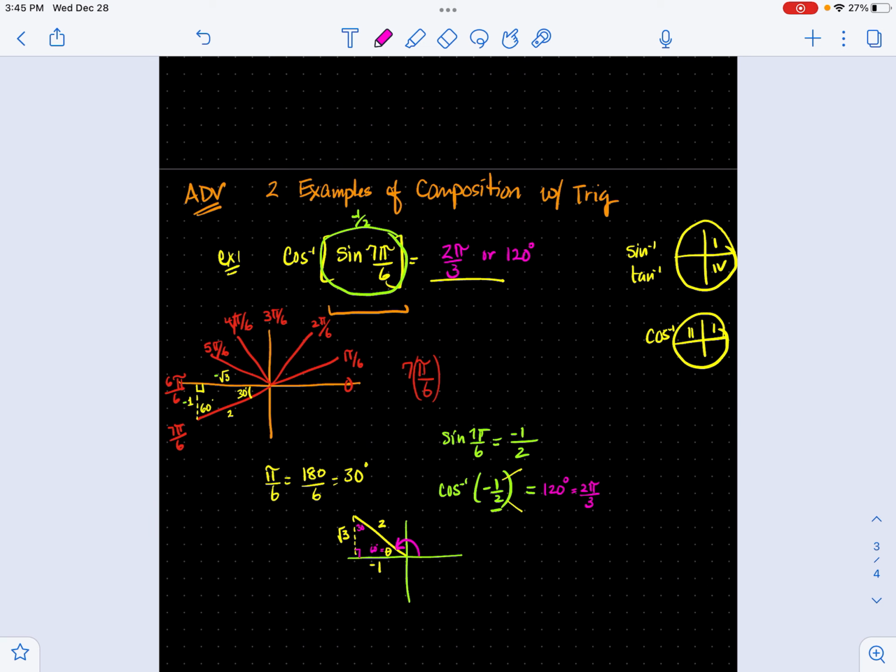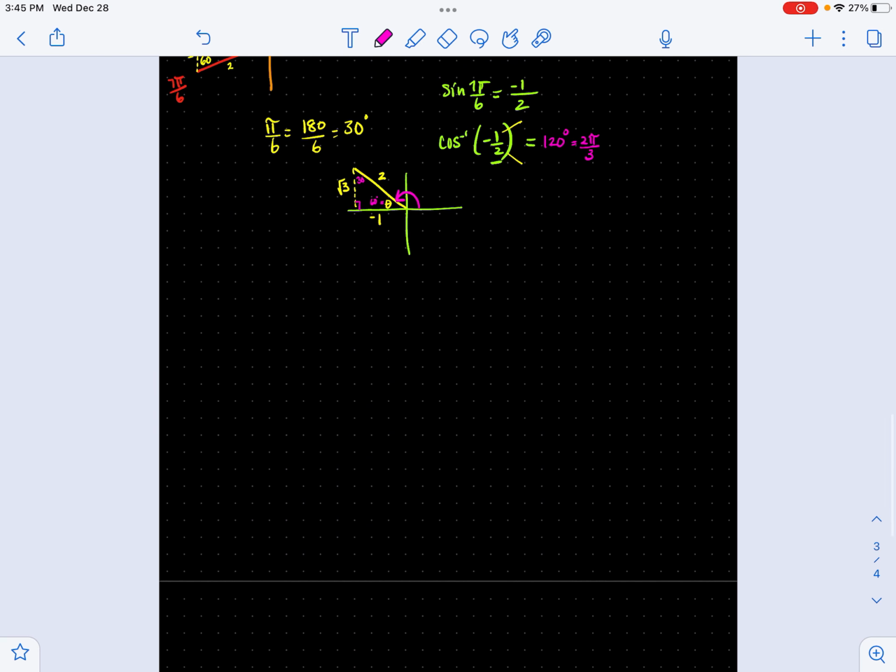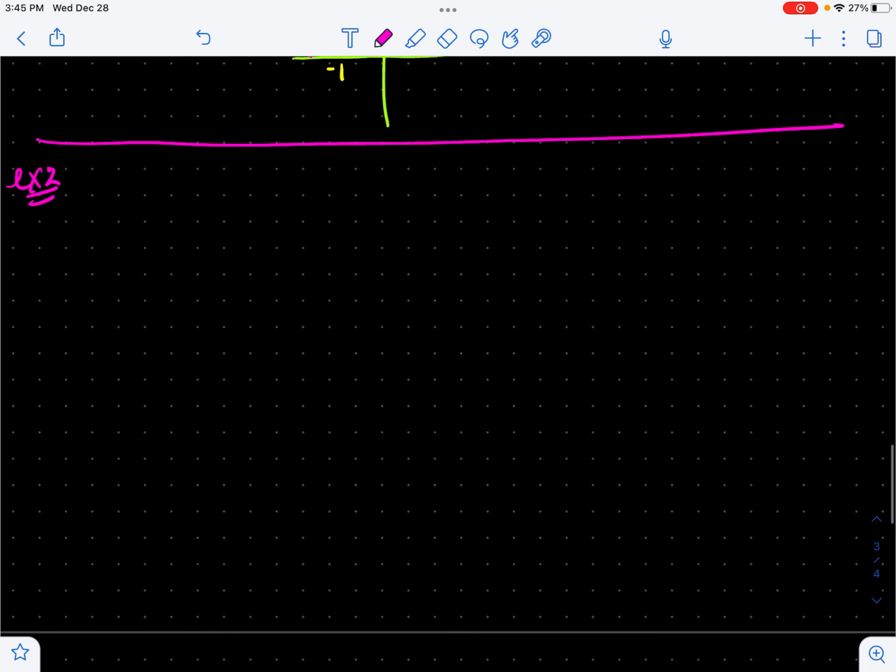All right, one more example, like I said, we have 2 examples. Example 2. Hope I didn't lose it. No, I didn't. Sine inverse, cosine 150 degrees. So the question is sine inverse of cosine of 150 degrees.